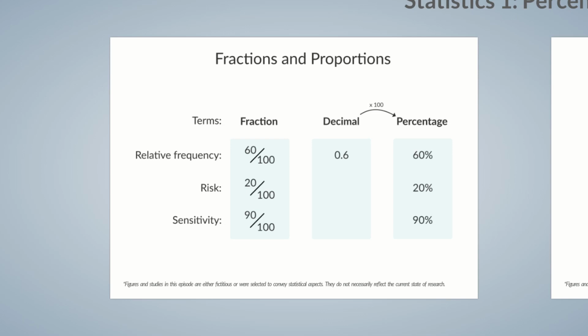Decimal numbers can also be used for the other 2 examples mentioned earlier in this episode. Namely, the risk is 0.2 and the sensitivity is 0.9. As you can see in these 3 examples, the results can be presented in different forms. However, they all share the same meaning. The 3 examples provided were calculated as simple fractions and expressed as a percentage. With this information, you're already well prepared for the next Chalk Talk episode in this series on statistics, which focuses on risk.